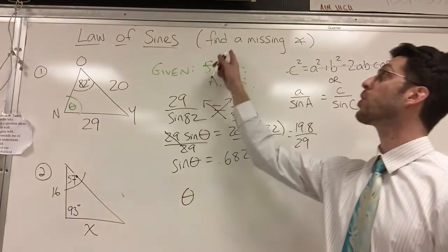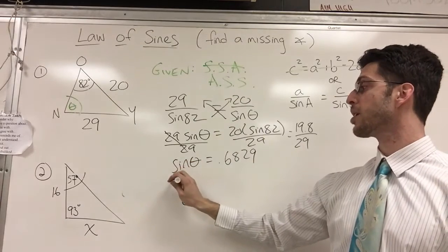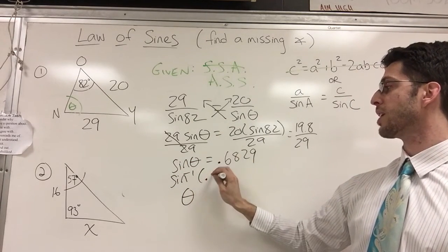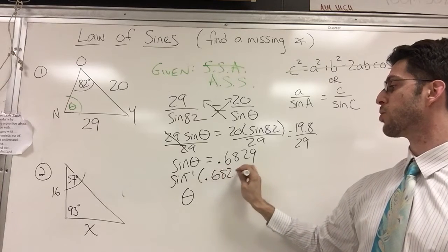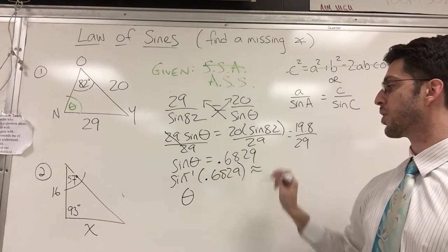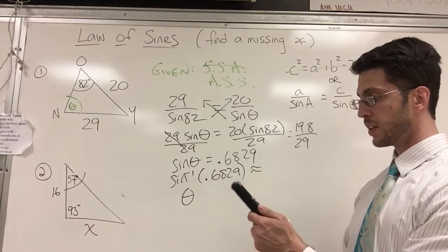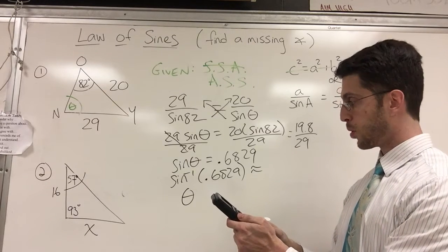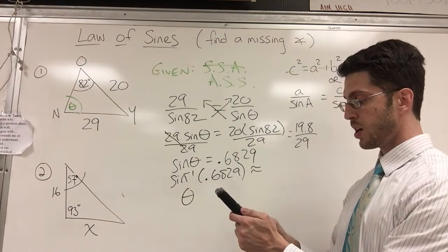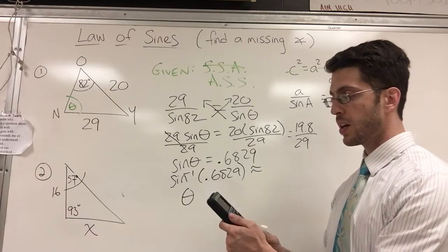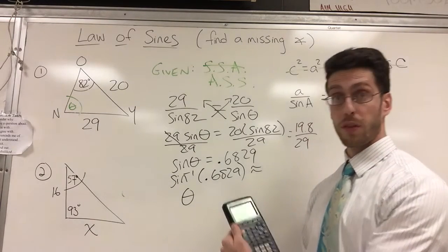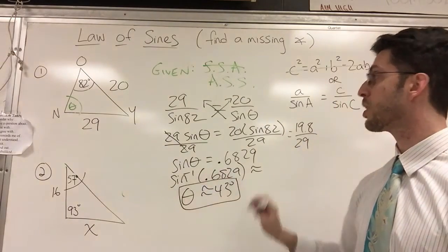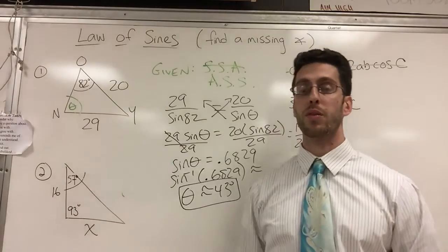Hopefully you do. Whenever you're looking for a missing angle, your last step is to do the inverse of whatever this answer is. So it's sine inverse of 0.6829. Second sine, 0.6829, close parentheses, and I get approximately 43 degrees. Theta is approximately 43 degrees. So this guy, 43 degrees.